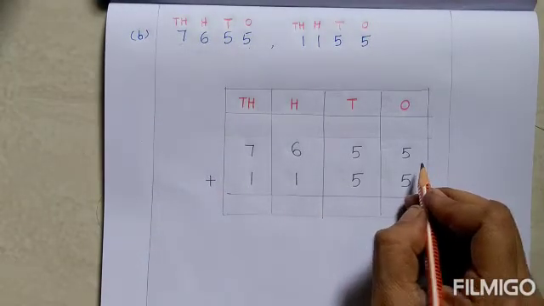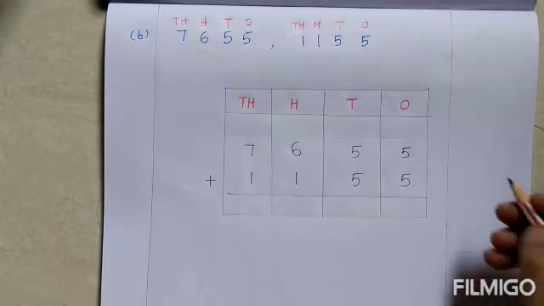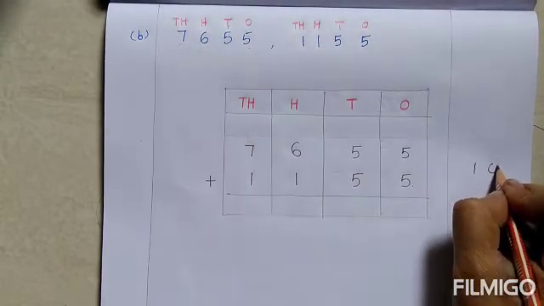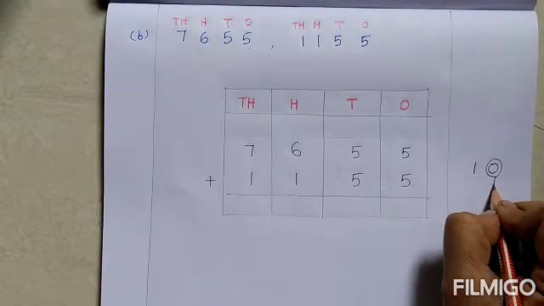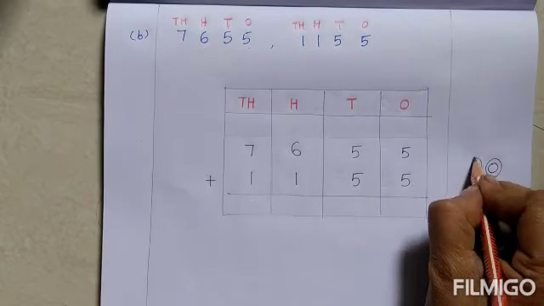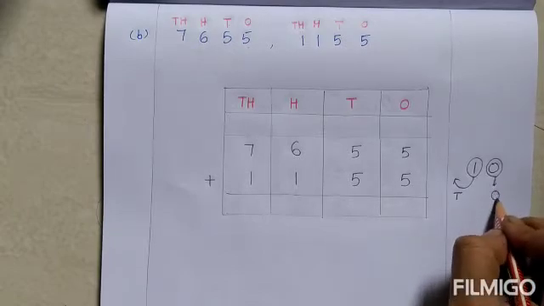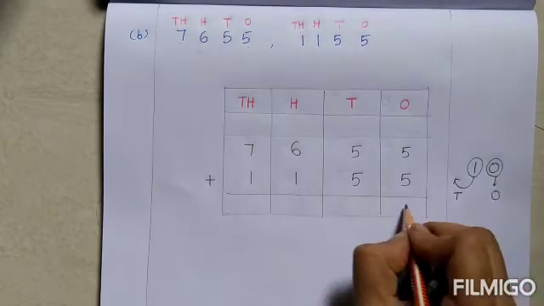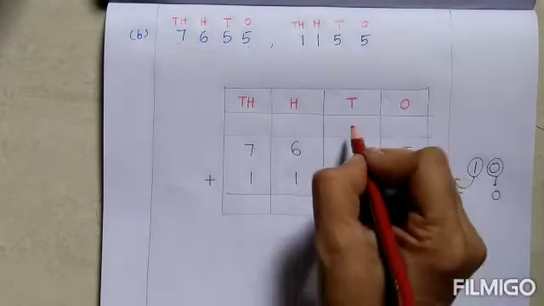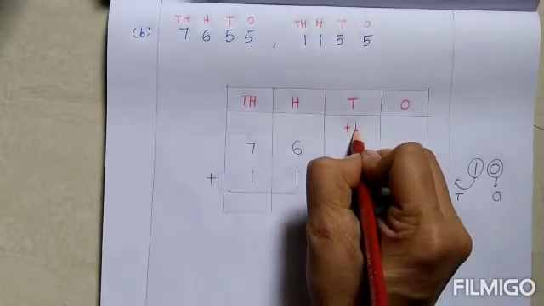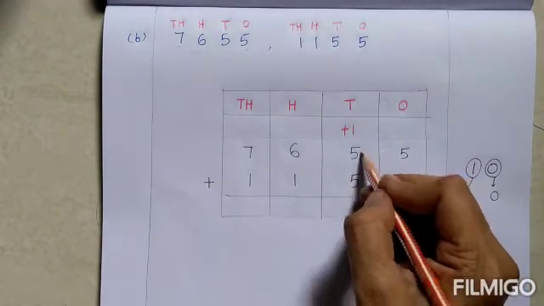Now we'll start adding from the ones column. After adding 5 plus 5, how much are we getting? 10. That means how many digits here? 2 digits. The first digit will go to the ones place, and the second digit, the left side digit, will carry forward to the tens column. So we'll first write 0 in ones place, and this carry forward will go to the tens place, and you will write it as plus 1. That means you are adding this 1 to these 2 digits.